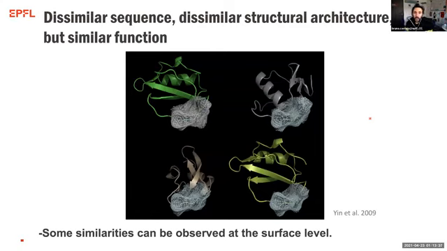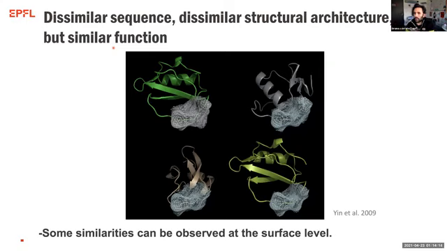Now, what is interesting about thinking about protein surfaces? One of the things is that a lot of these surfaces can have dissimilar sequences, and they can come from different architectures of the protein, yet they can have a similar function. This takes us to the idea that many of the similarities we observe in proteins are only detectable at the surface level, rather than at the architectural level or at the sequence level, which is typically what you do.